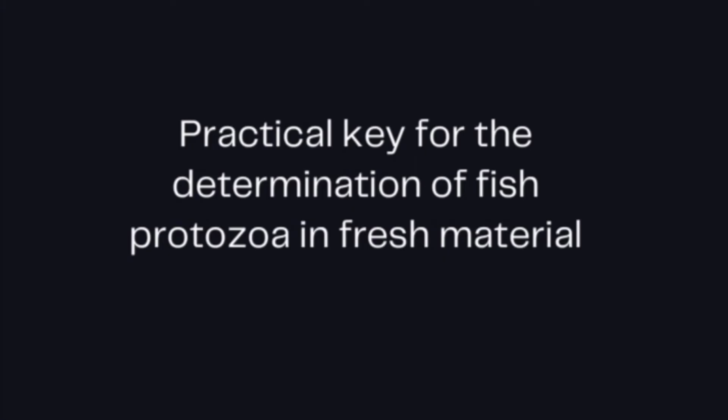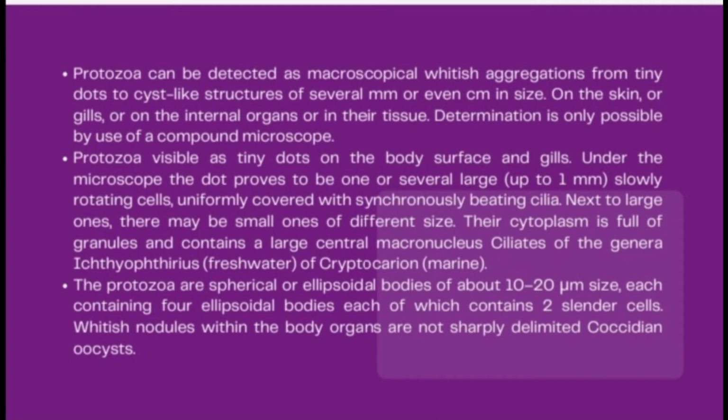So next is the practical key for the determination of fish protozoa in fresh material. Protozoa can be detected as microscopical whitish aggregations, from tiny dots to cyst-like structures of several millimeters or even centimeters in size, on the skin or gills, or on the internal organs or in their tissues. Determination is only possible by the use of a compound microscope.